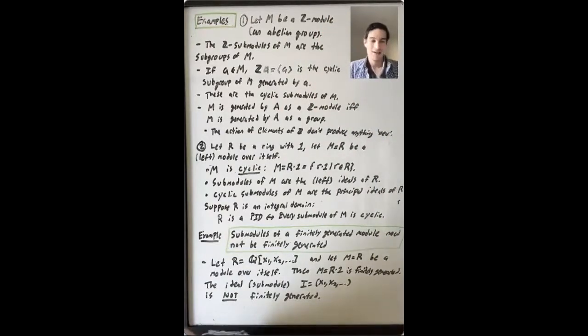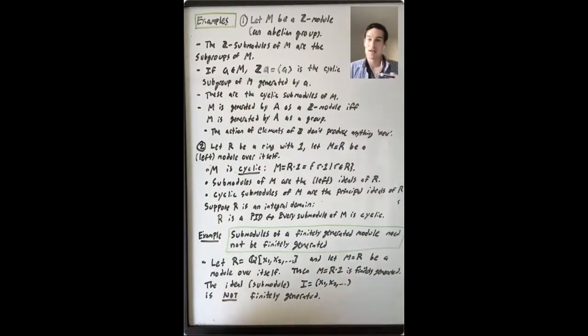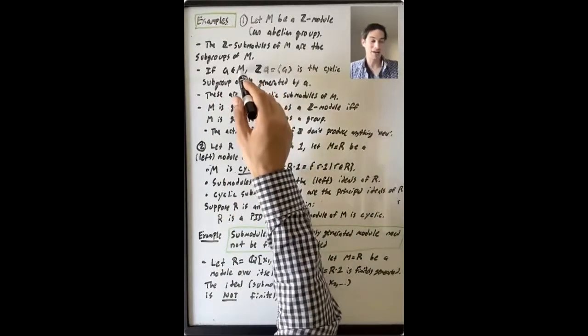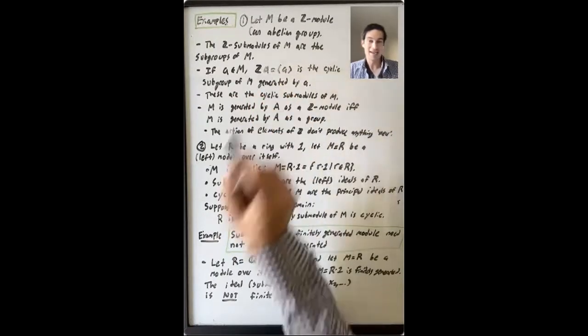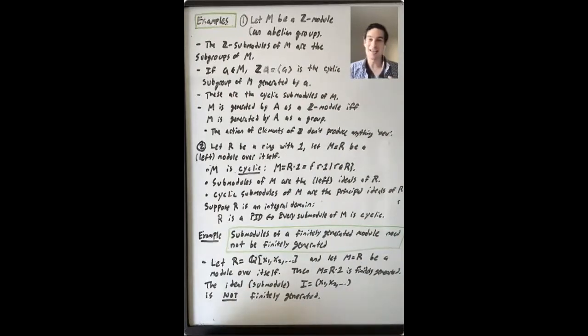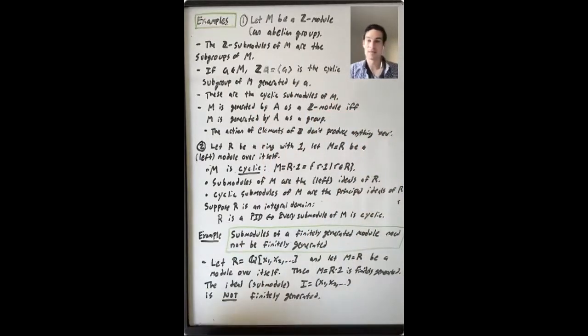Okay, so what are the Z submodules of M? We talked about this before. These are just the subgroups of M. If you have an element A in your module, what is the cyclic submodule of M generated by A? It's everything of the form Z A. So it's all of the things that are of the form R times A, where R is an element of your ring and A is this one fixed element. This just is the cyclic subgroup of M generated by A. These are all of the cyclic submodules of M.